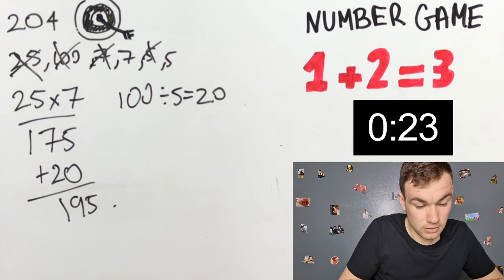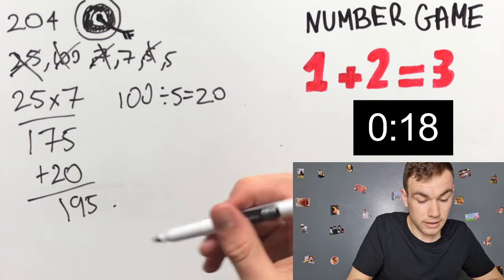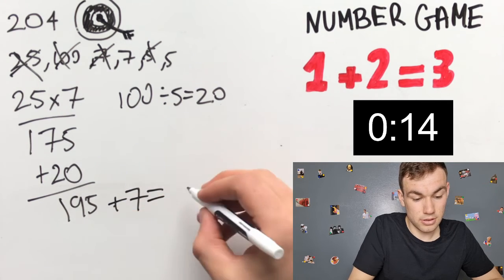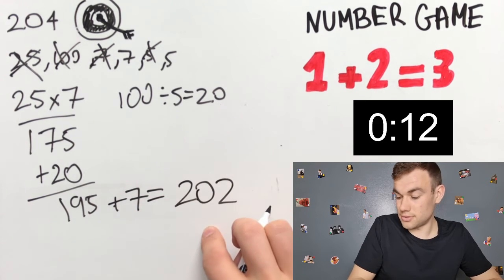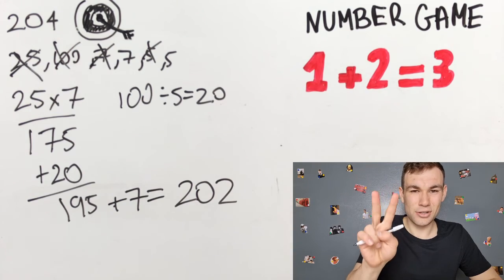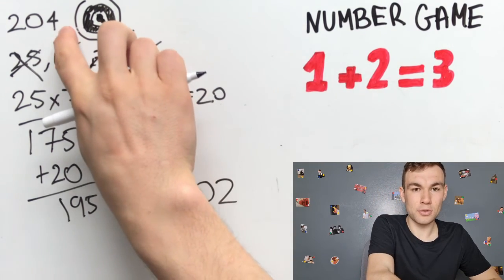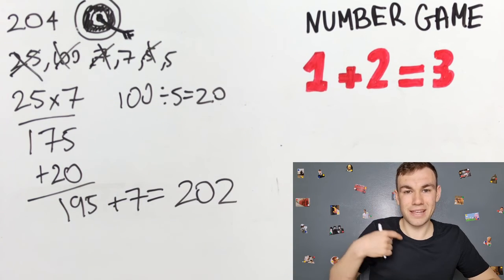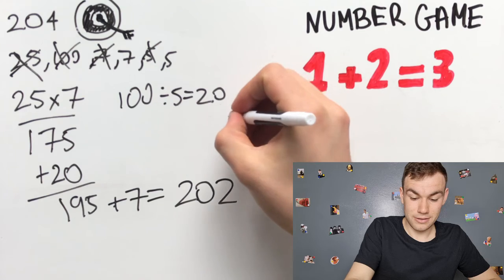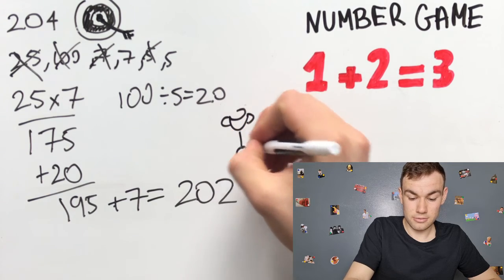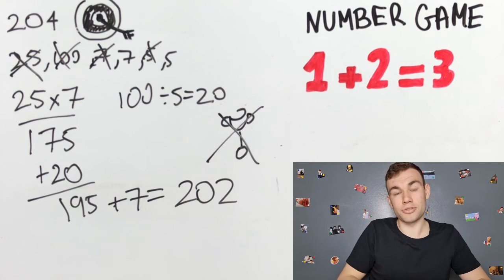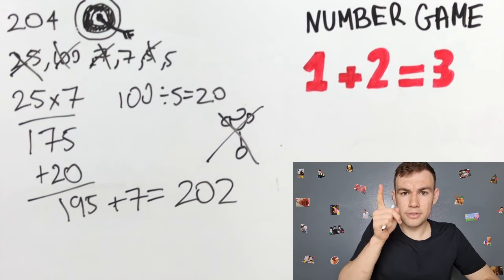100 divided by 5, yep. Add 5, no. Plus 7 is equal to 202. So that is 2 away from 204. So this time I did not win. No, I lost. What about you?